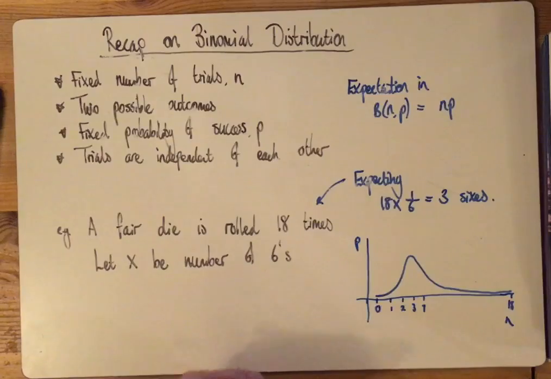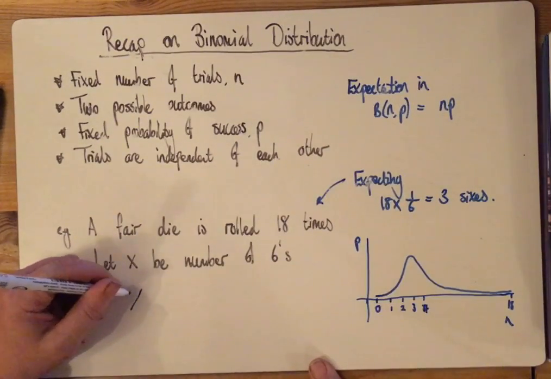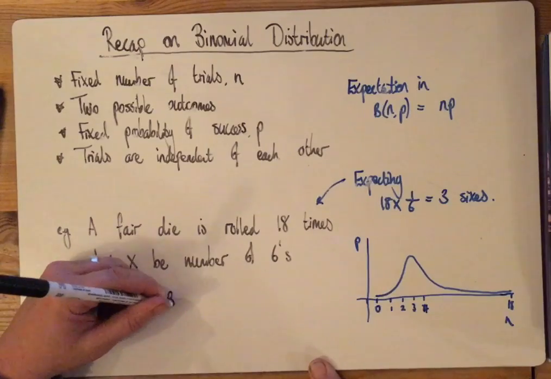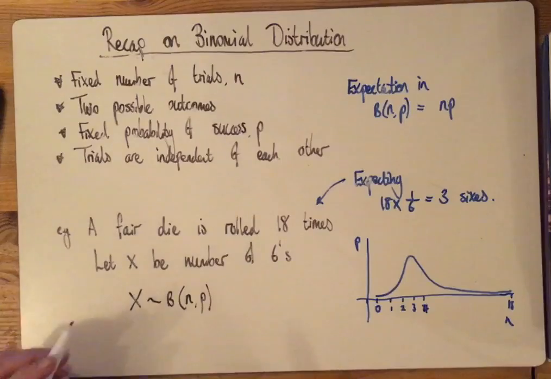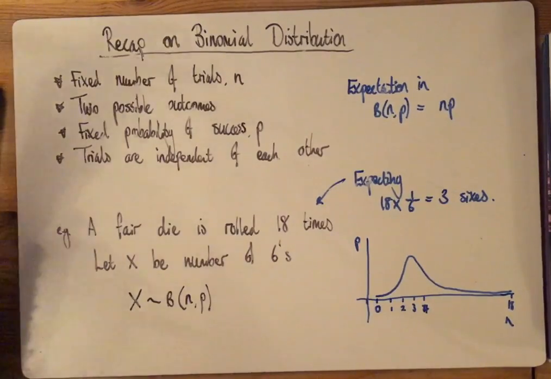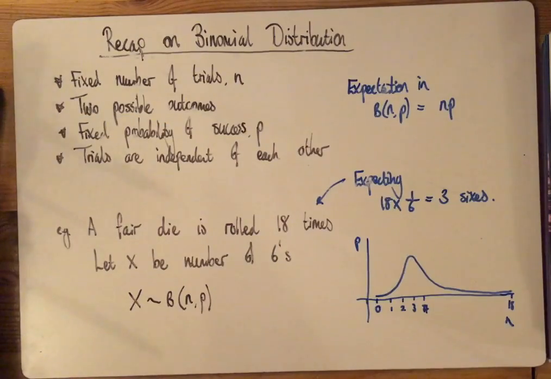And then we can find associated probabilities. Parameters for the binomial distribution, sorry, I probably should have put this in earlier. X is binomially distributed, B(n, p). So the two things that define a binomial distribution are the number of trials and the probability of success.